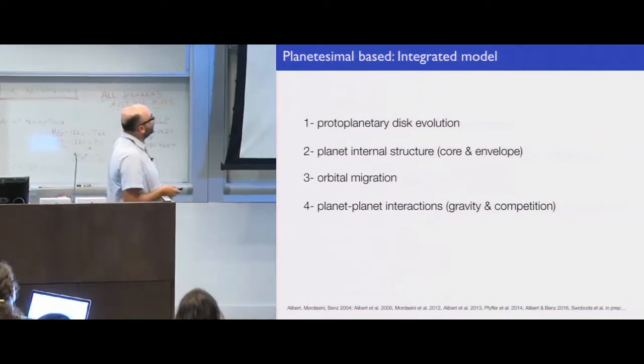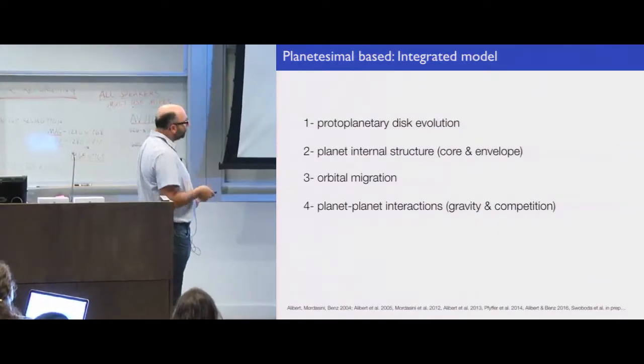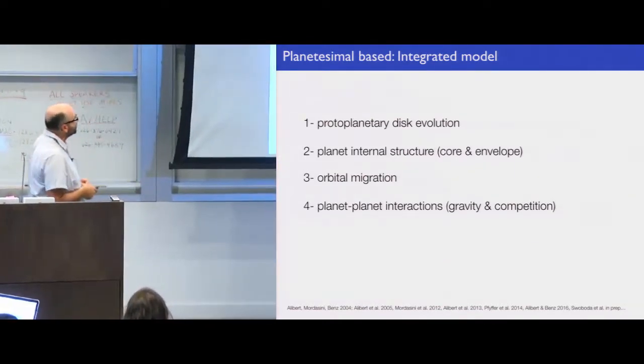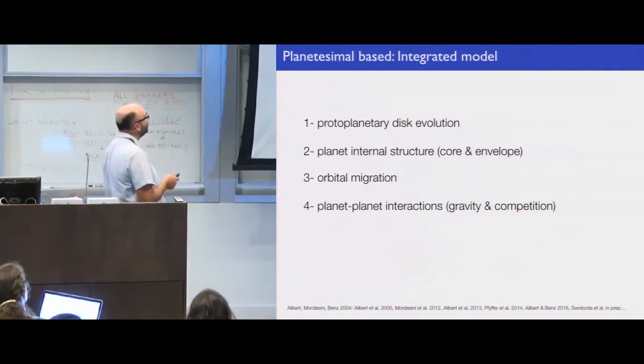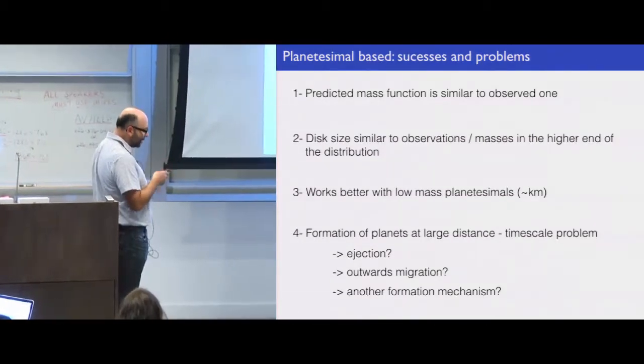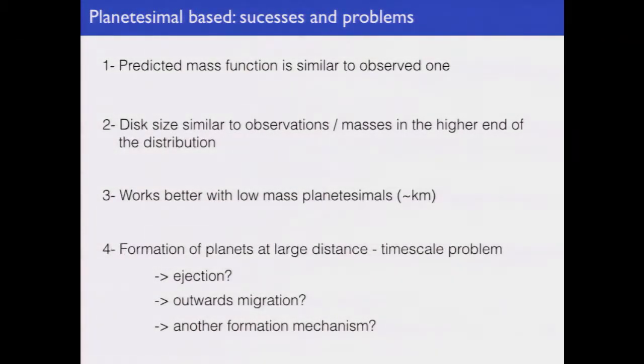I will not come back to the planetesimal-based model because all the things that I showed before in population synthesis were based on this planetesimal accretion model. If you summarize the pros and cons of the model, as we have seen, the mass function of planets is quite similar to the observed one, so that's a good thing. If you look at the disk size and the disk mass that you need in order to reproduce this data, they are similar to observations, that's good.